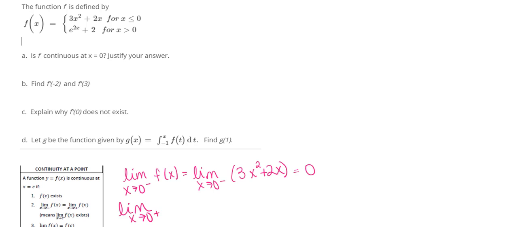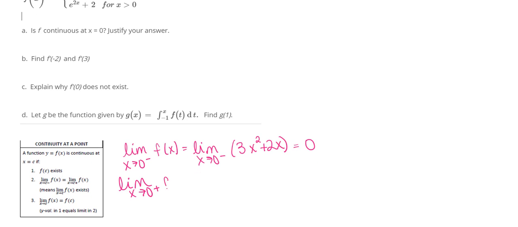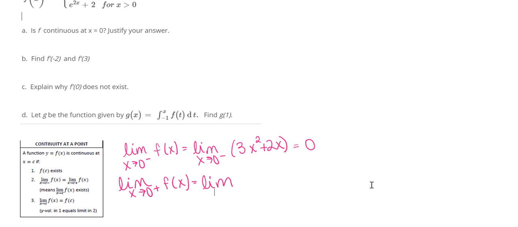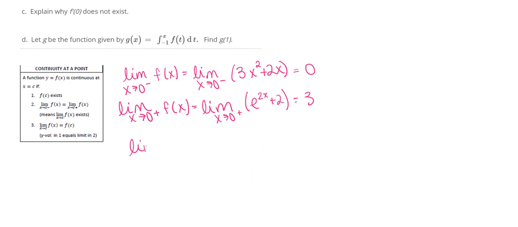Now from the right-hand side, I'm using that second equation, or second expression. And I'm going to say e to the 2x plus 2. And when I plug in 0, remember e to any kind of 0 power is 1, and 1 plus 2 is 3. Now I notice that 0 and 3 are not equivalent, so I can say a few things here. I'm going to say that the limit as x approaches 0 from the left does not equal the limit as x approaches 0 from the right.